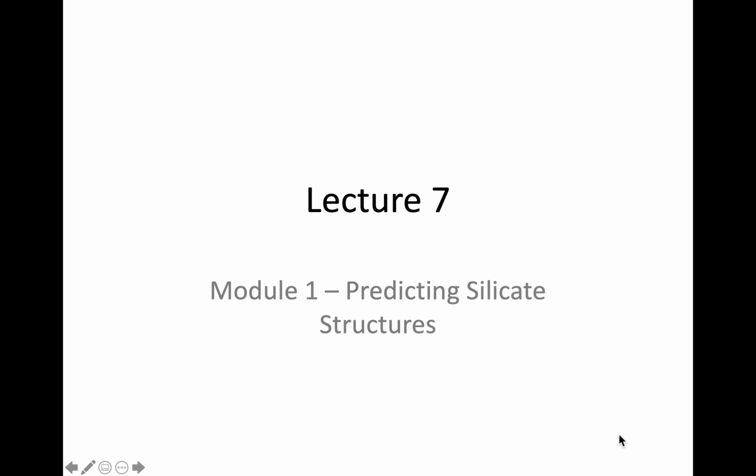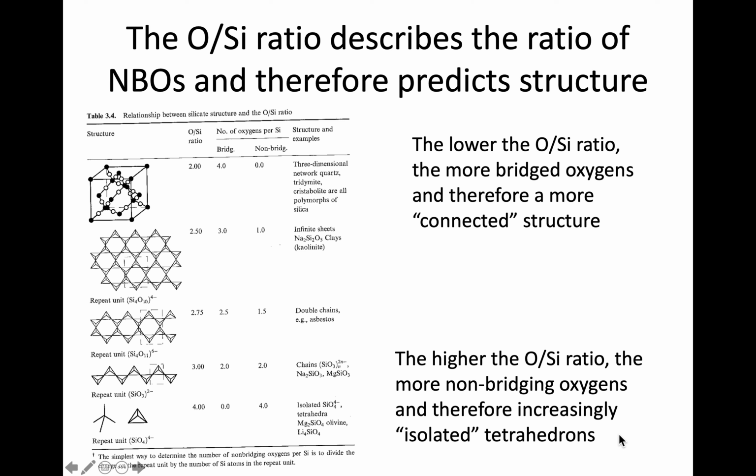All right, so now that we've looked at the silicate tetrahedron, SiO4, let's extend that out to larger silicate structures and see if we can predict them based on the stoichiometry. We do that because bridged versus non-bridged oxygens translate into different oxygen to silicon ratios. That allows us to predict the structure based on that ratio and on the ratio of non-bridging oxygens. The table we're going to look at is Table 3.4 in your text.